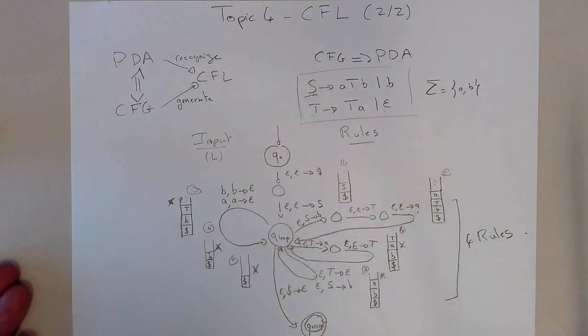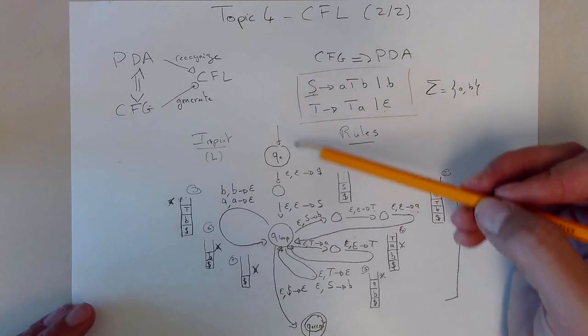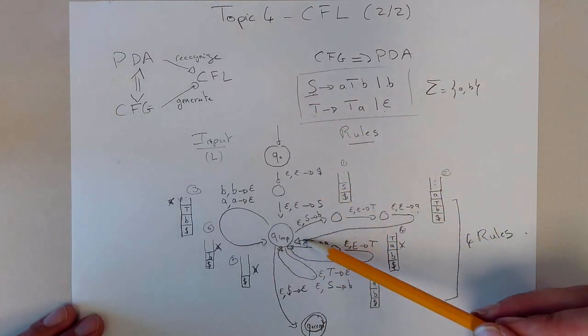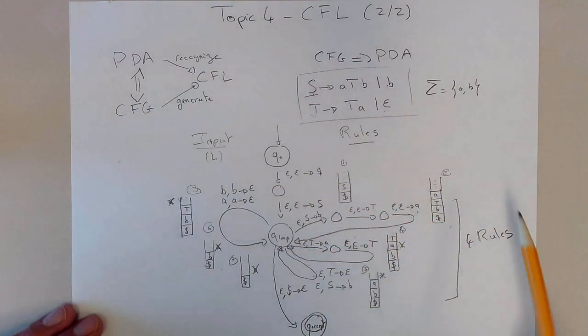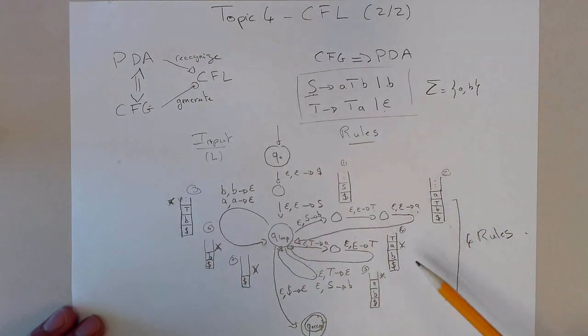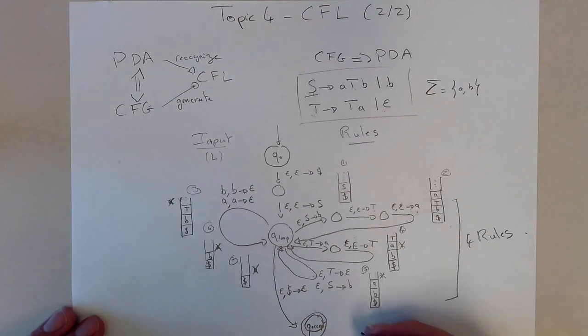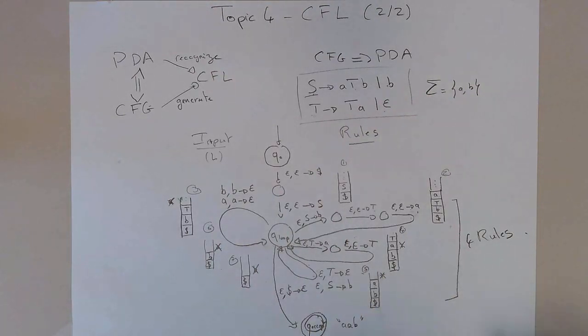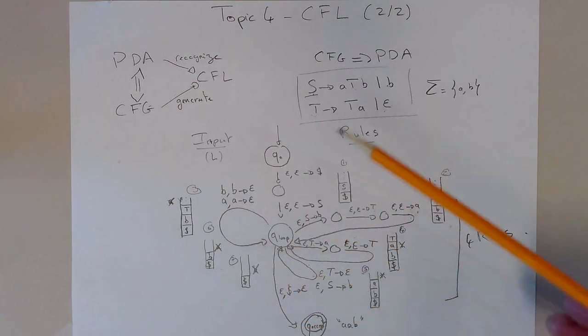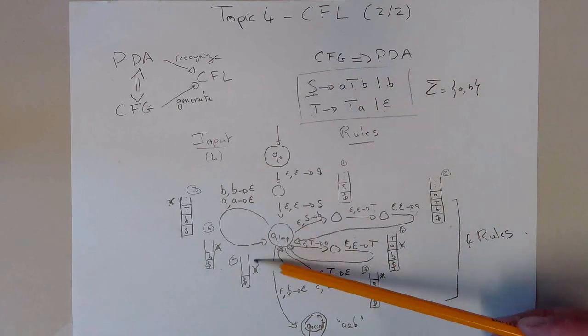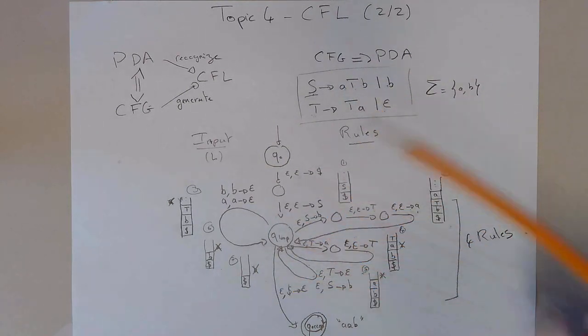So what is the language we've read so far? We started with S. We replaced S by ATB. Then we read the A. And then we replaced T by TAB, then we read another A and then B. So we've read A, B. But of course you can recognize any string in the language that is generated by this grammar.